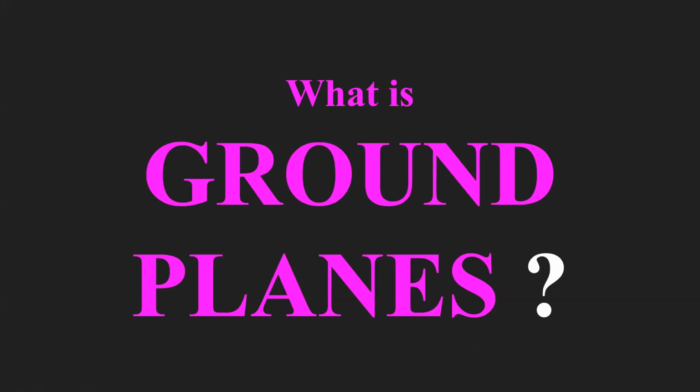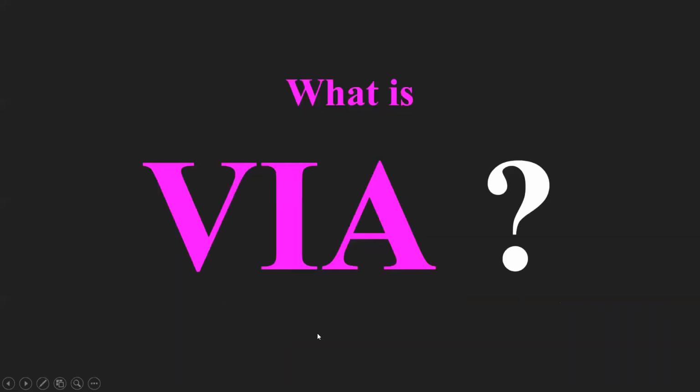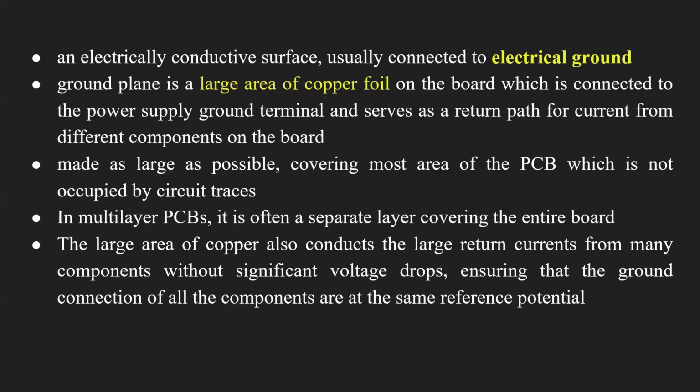So now comes the question: what is the ground plane? I'll use the word ground plane here. In the 4-layer PCB, 2 layers are dedicated to the power supply and the ground planes. So let's see what the ground plane is. Ground planes are an electrically conductive surface, usually connected to the electrical ground. Electrical ground means that if you are applying any power supply to the PCB board, then the negative terminal or the negative part of the battery or the power supply is the electrical ground.